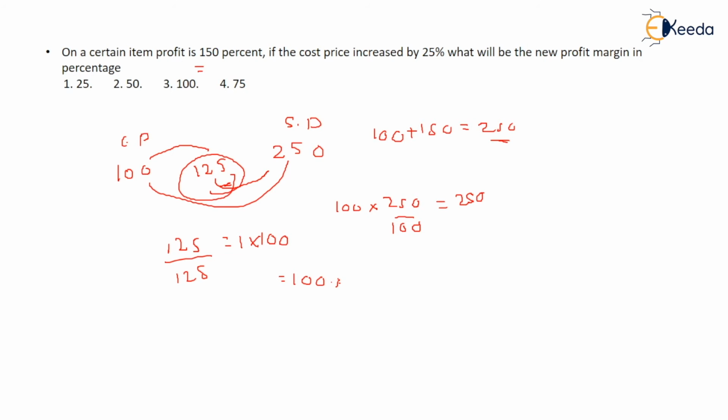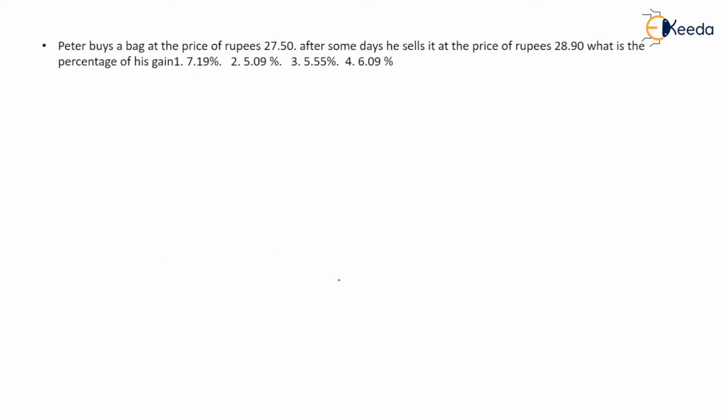Simple. Next question. Peter buys a bike at a price of rupees 27.50. After some days, he sells it at the price of rupees 28.90. What is the percentage of his gain? Very simple. This type of question also comes, generally for 1 mark. 28.90 is your selling price and this is your cost price. So how much is he gaining? You can simply calculate it.